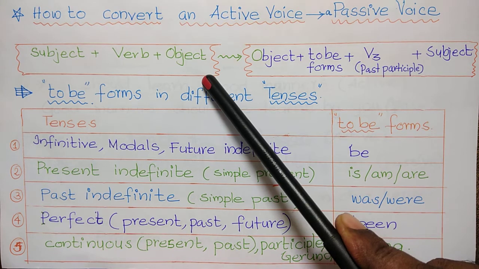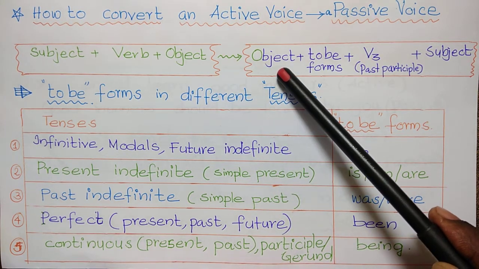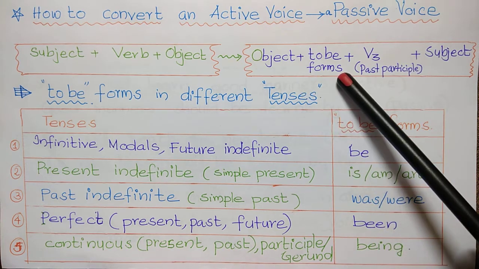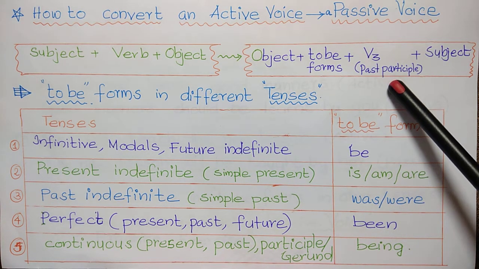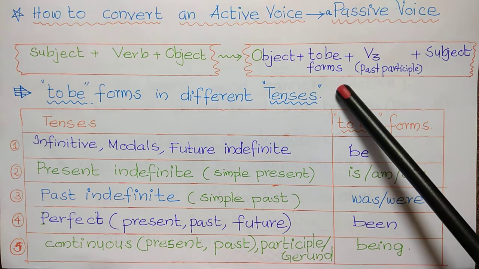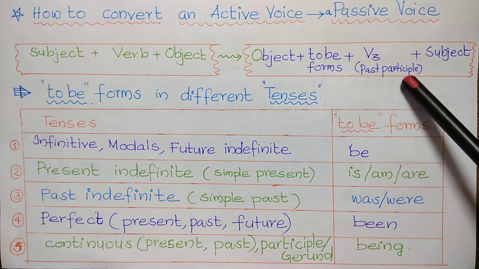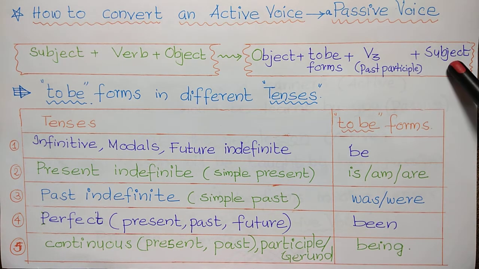When we convert it to passive voice, it becomes object plus to be forms plus V3, that is past participle form of the verb, plus the subject. Object plus to be forms plus V3 form of the verb, that is past participle form of the verb, plus subject, that is the passive form.